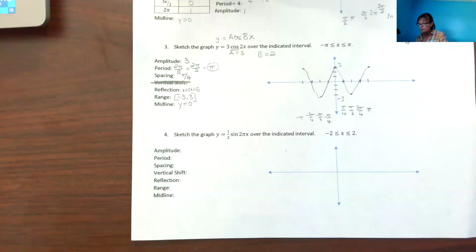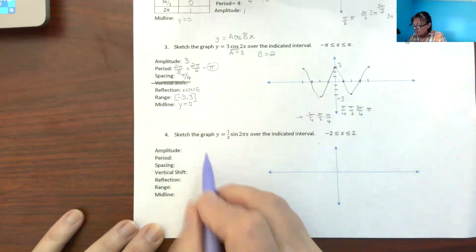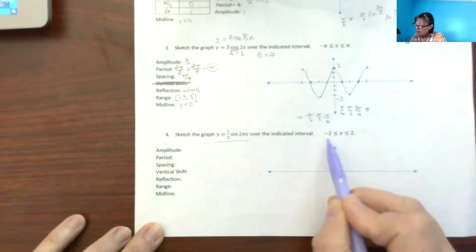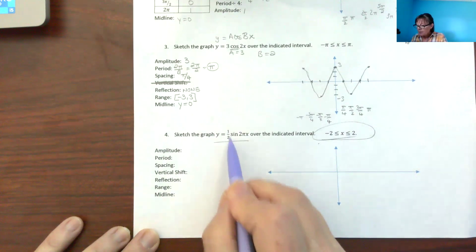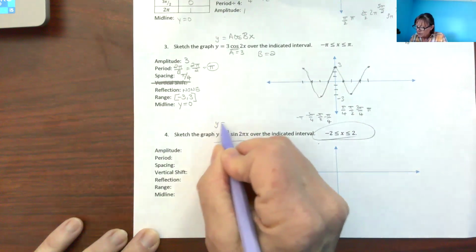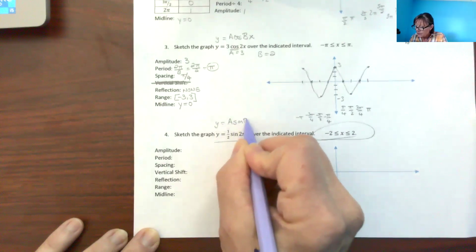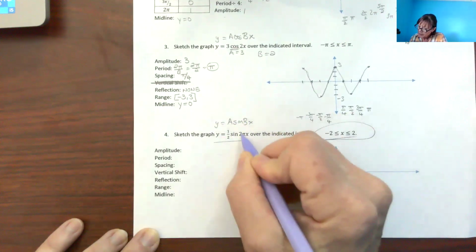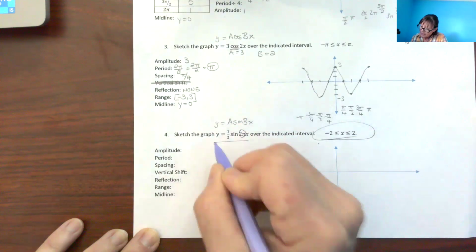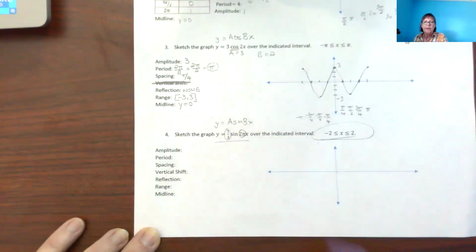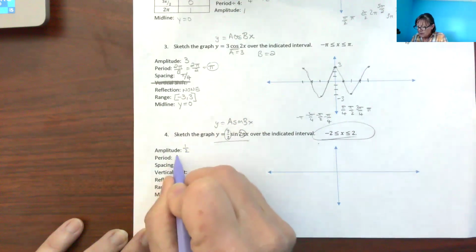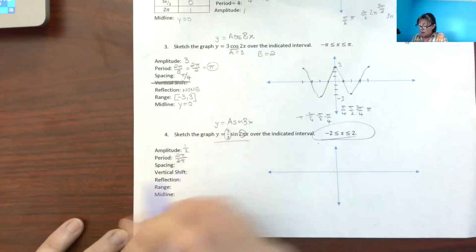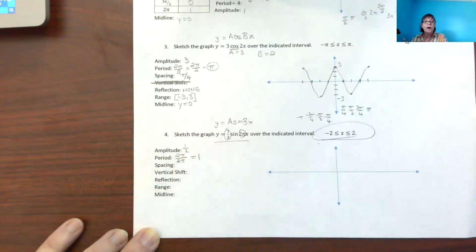Okay, let's do this last one. Let's go through this. They said to sketch this graph on this part of the x-axis. So this is y equals a sine of bx. The b is 2 pi, and the a is 1/2. So the amplitude is 1/2. The period is always 2 pi divided by b, but the b in this case is 2 pi. So the period is 1.